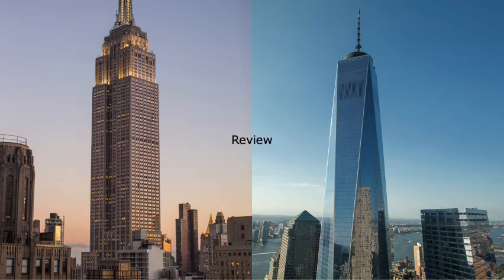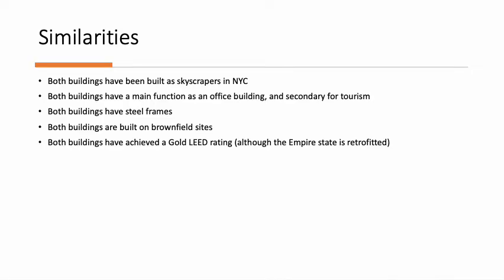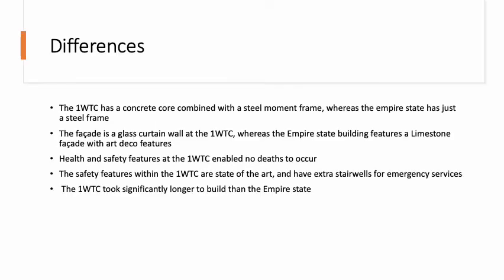So, a review of the Empire State Building and the One World Trade Center. Similarities. Both buildings have been built as skyscrapers in New York City, and both have a main function as an office building and secondary for tourism. Both have steel frames, both are built on brownfield sites, and both buildings have achieved a gold LEED rating, although the Empire State is retrofitted.